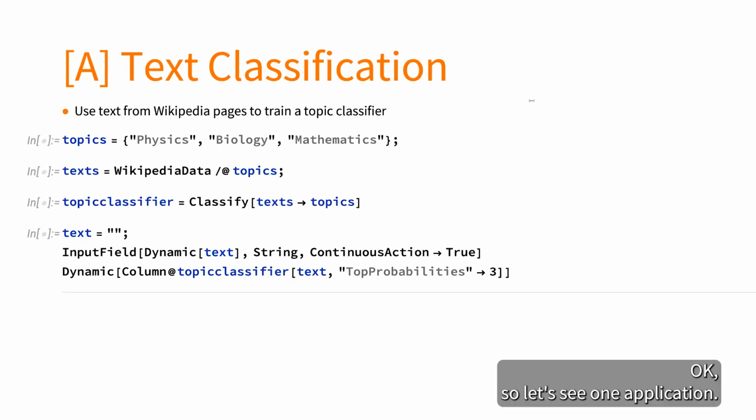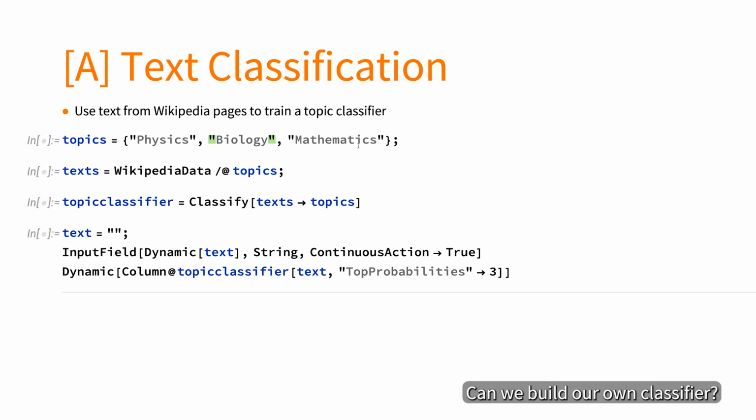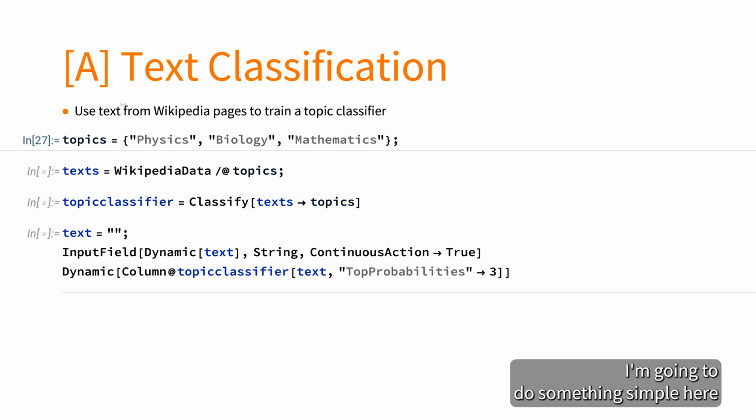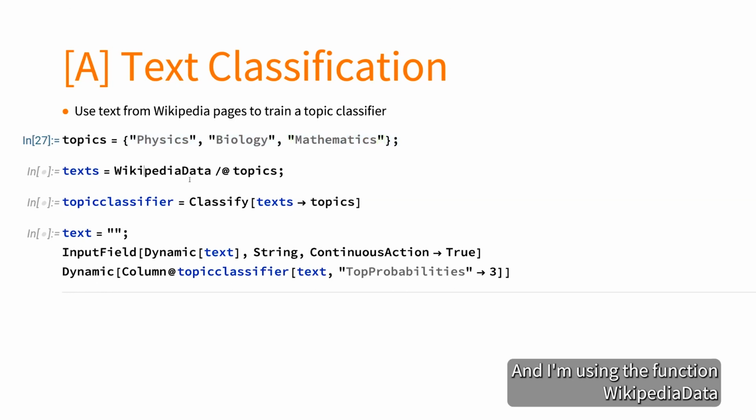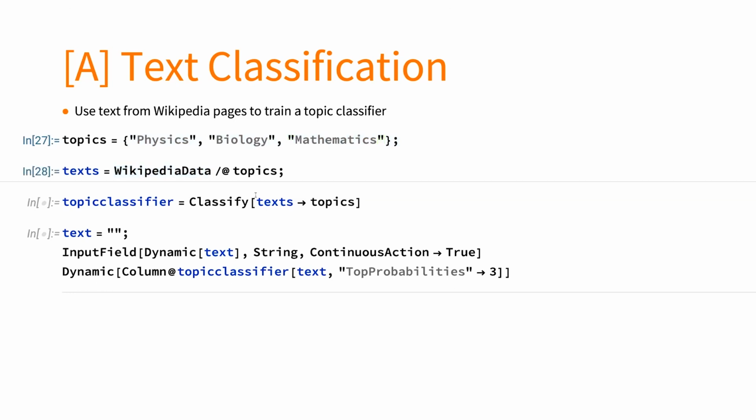Okay, so let's see immediately one application. We had the Facebook topic classifier. Can we build our own classifier? Well, let's see. I'm going to do something simple here and just use 3 topics: physics, biology, and mathematics. And I'm using the function Wikipedia data to get the pages for these topics. Okay, it's done.